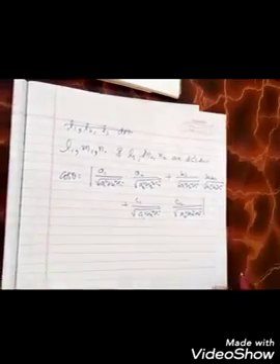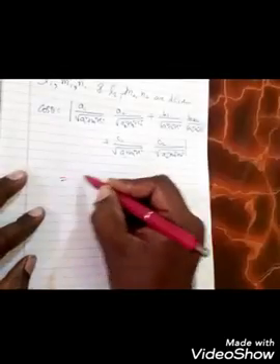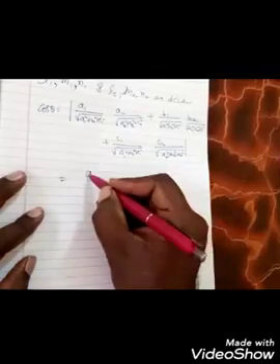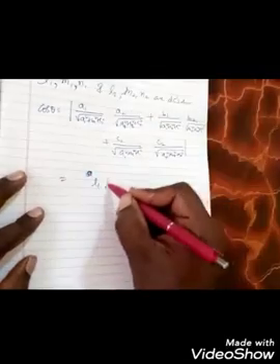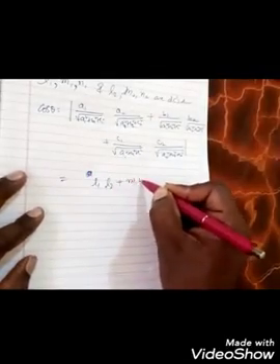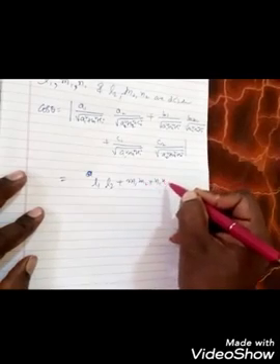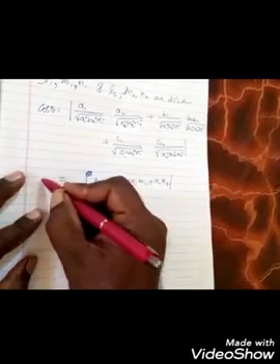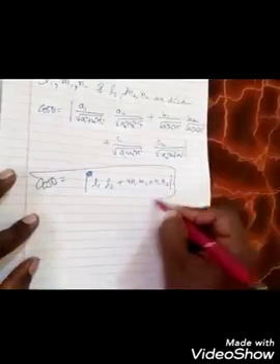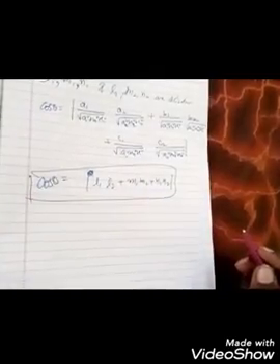Now, according to the definition of the DCs, A1 by root of A1 square plus B1 square plus C1 square is nothing but L1, and this is L2, plus M1 M2 plus N1 N2, and this is an acute angle, that's why we take the modulus. Therefore cos theta is equal to modulus of L1 L2 plus M1 M2 plus N1 N2.